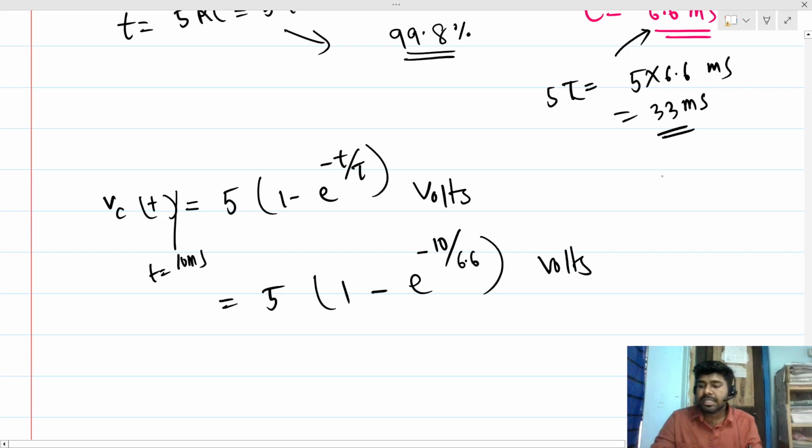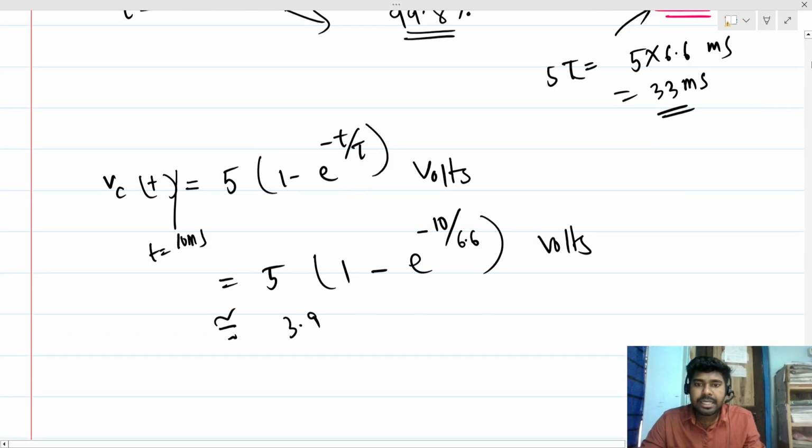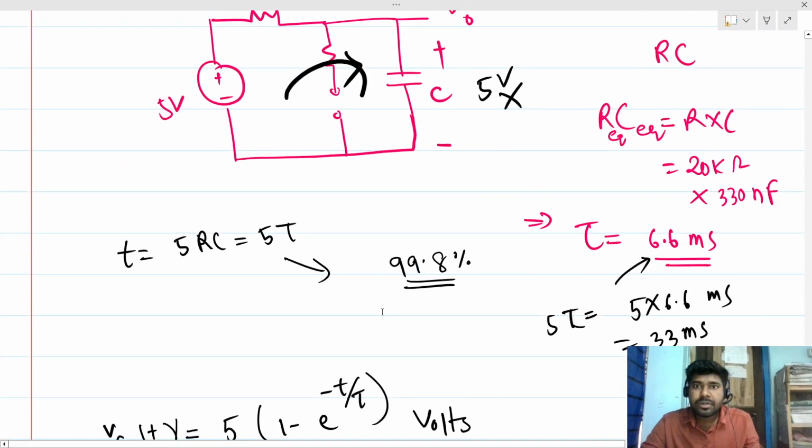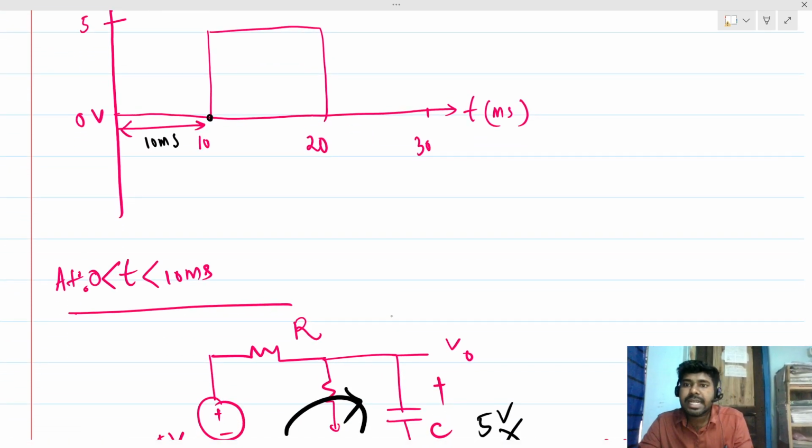Okay, so I need a calculator. Let me do that. I think it will be approximately around 3.9. Let me do it again, once again. Yes, it will be approximately 3.9 volts. So at this time duration, the capacitor is charged to 3.9 volt.